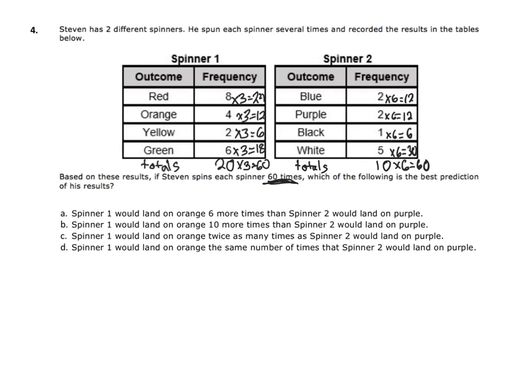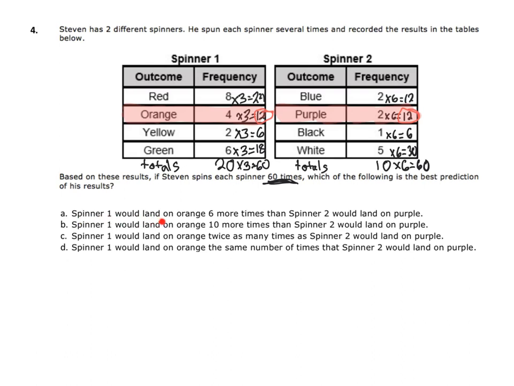Now, each of the answer choices down here are comparing spinner 1's orange, so that's right here, comparing this column to spinner 2's purple. So we're comparing these two. Now the answer that we're really looking at is right here. Now let's read through our answer choices and see if we can find something that matches.